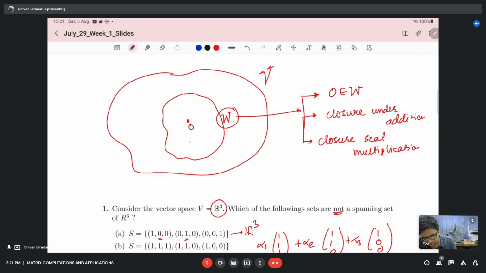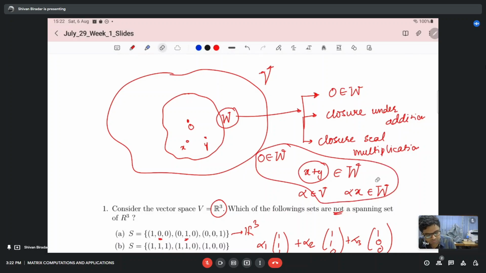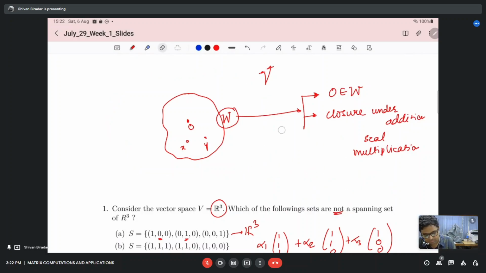So if I take any two vectors here, let us say x and y in this subset, and if I add them, then the sum must always remain in this subset. And let us say that I have a constant alpha belonging to this vector space V. If I multiply alpha with x, then this must again come down to this subset W. And 0 here again belongs to this subset W. If these three properties are satisfied, then we say that W is a subspace of the vector space.